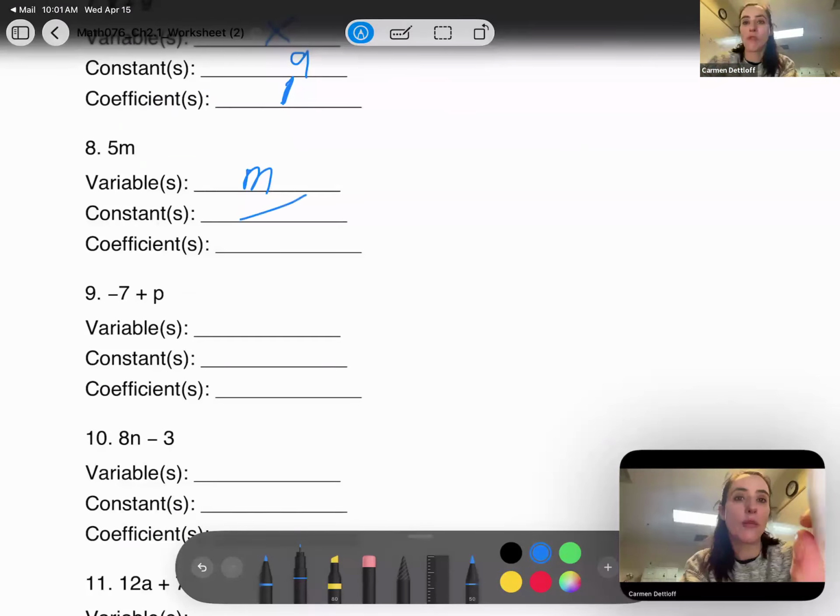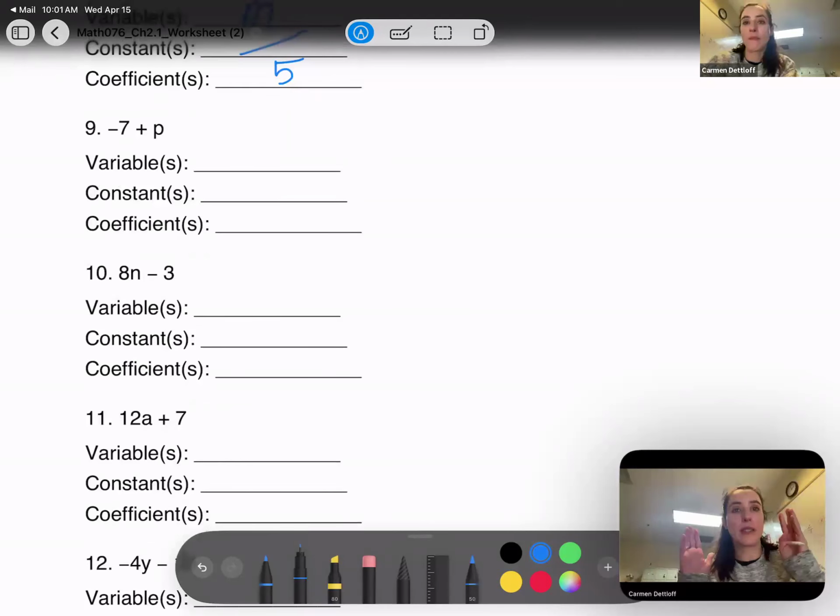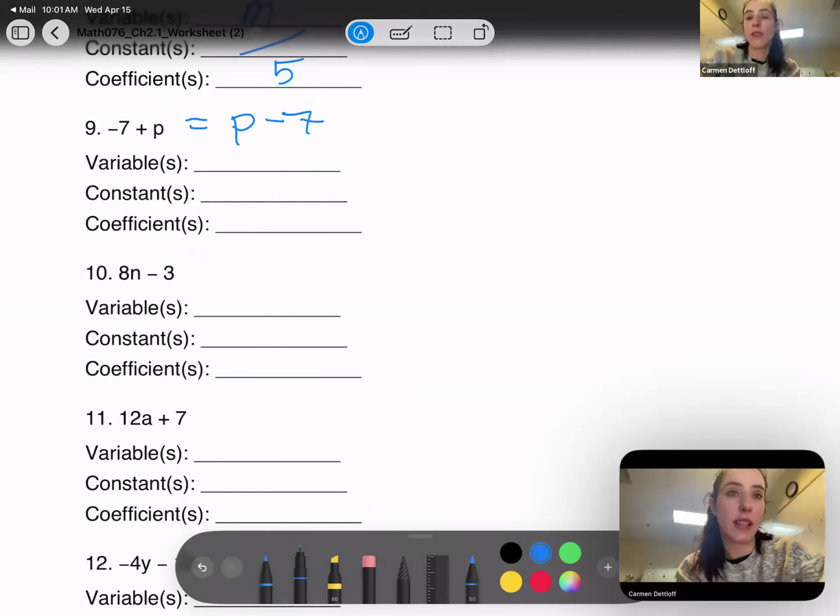Number 9. So this one's out of order. So usually we've been seeing the variable first, and then we're seeing plus or minus the constant. So we can reorder it because in math, order of addition doesn't matter. So I could say it's equal to p minus 7 if that helps. So my variable on this one is p. I have a constant. I have this -7, and it was in front, and I moved it to the back. Either way is okay, however it was comfortable for you to look at it.